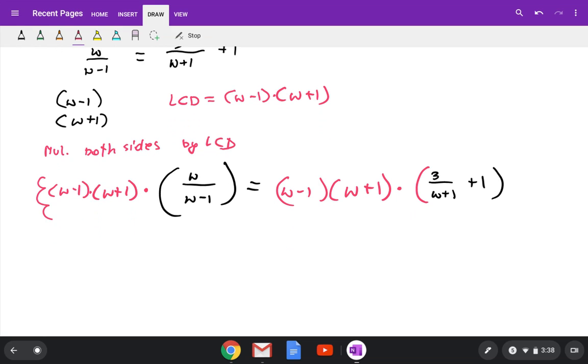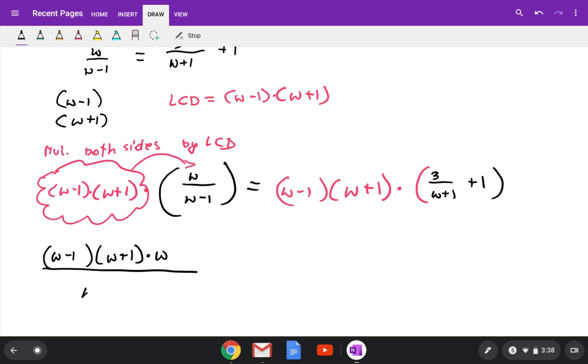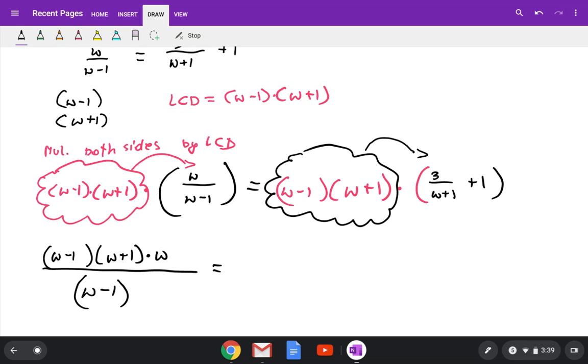Okay, so don't forget that the LCD you keep as one expression. So you multiply the numerator by the LCD. So that will be w minus 1 times w plus 1 times w over w minus 1 equal, and on the right side again keep that LCD as one expression, so multiplying the numerator by the LCD. Okay, so here we will end up with 3 times.